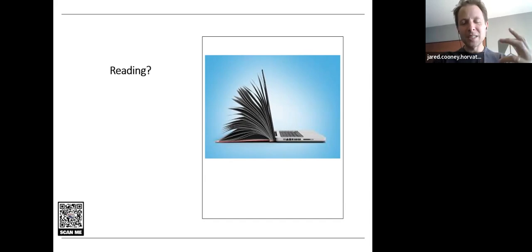Last but not least, somebody asked me this the other day, so I just wanted to throw it in here. We're talking about reading and listening. What about reading digital versus hard copy? Is there a difference in comprehension and understanding reading on a screen versus paper? And what do we think? Of course there is, absolutely.